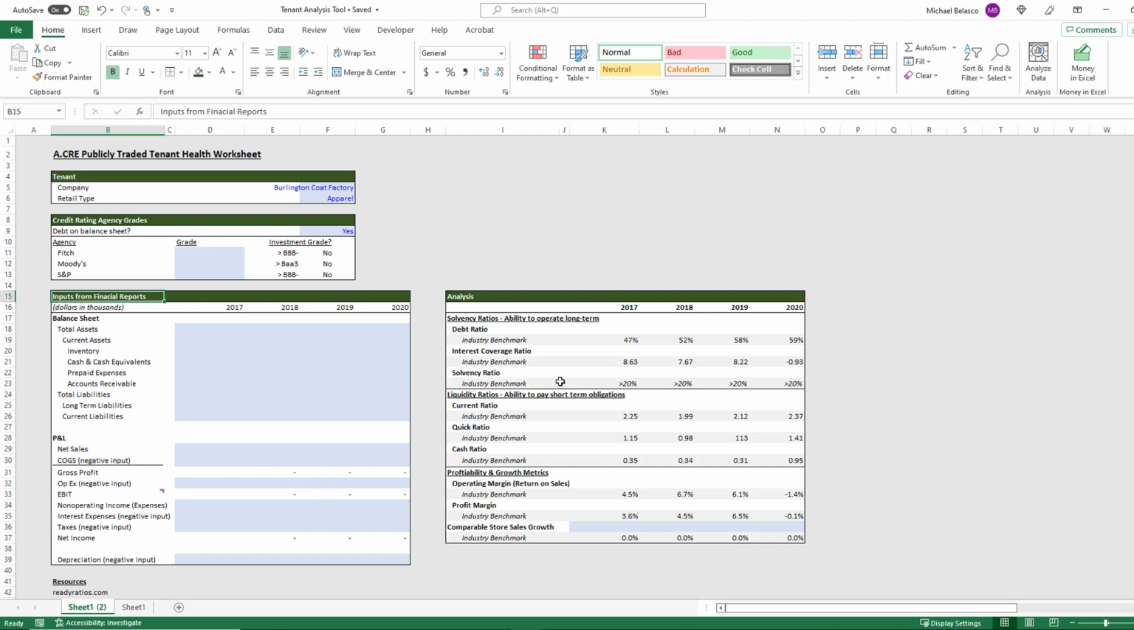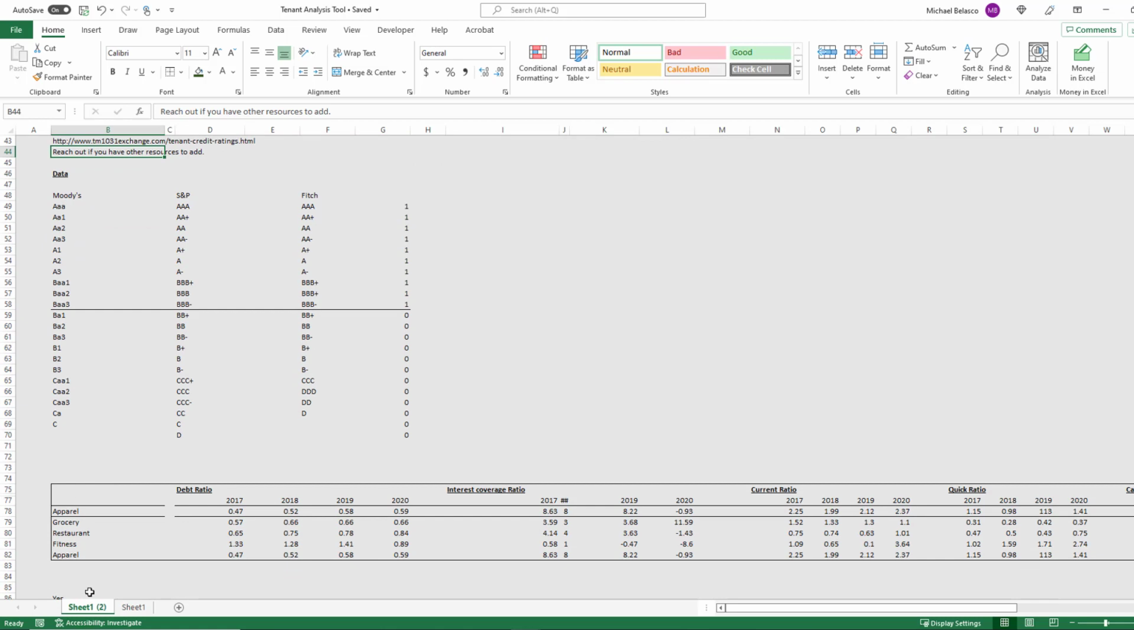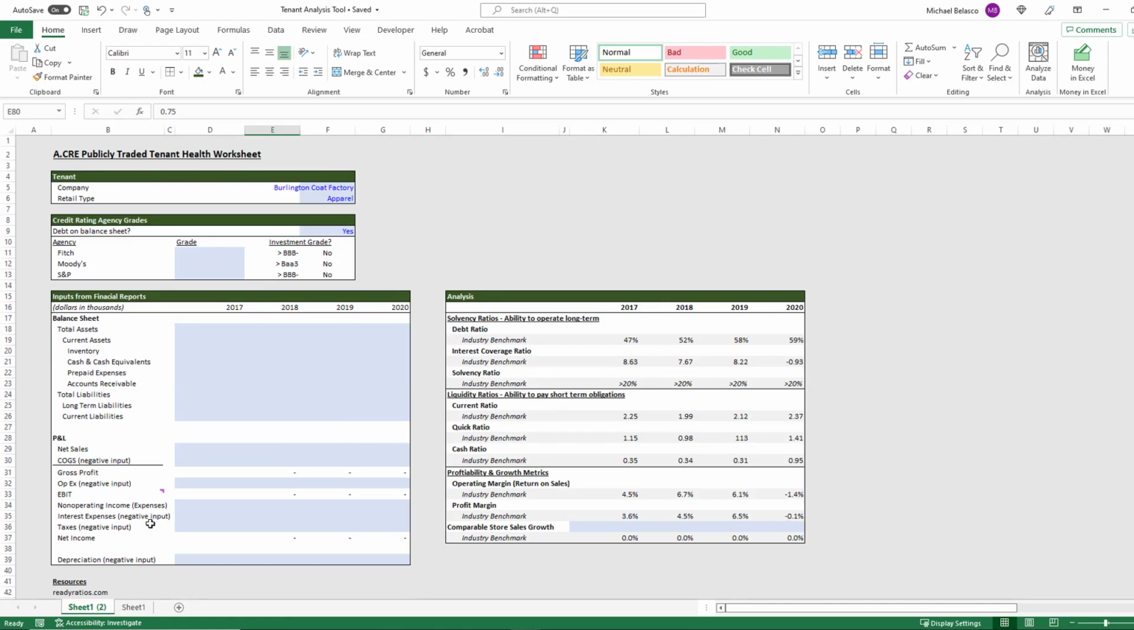And as we fill this in, numbers will start to populate over here, and we'll be able to analyze how Burlington Coat Factory is comparing against other apparel stores. The bottom here is basically the database that we're starting with for the industries. All right, and that should be everything. And I think now we can get into filling this out.